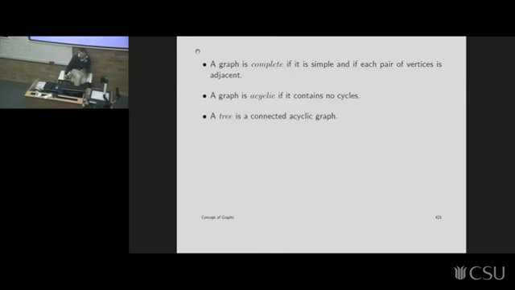A graph is acyclic if there are no cycles, if there's no path which would have a cycle in it. If something is both acyclic and connected, it's called a tree. And they're used for data structures in computer science. If a graph is acyclic but not connected, it's called a forest.